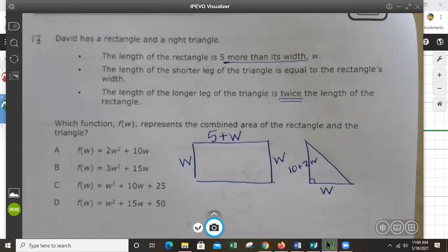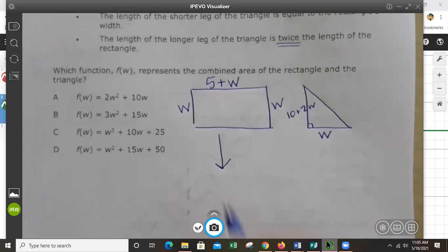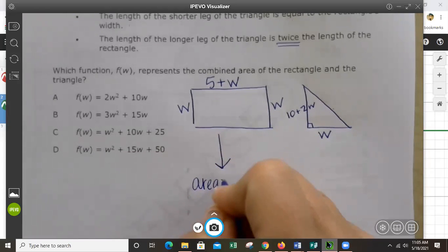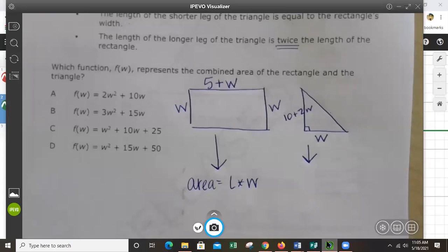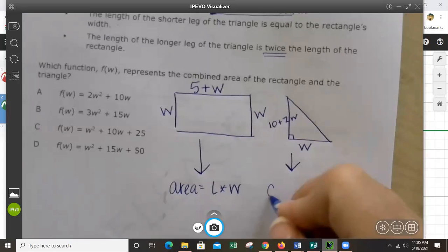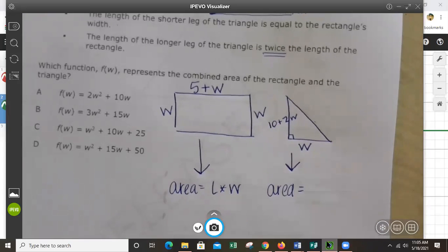Got it? It says, which function represents the combined area of the rectangle and the triangle? Combined area. What's combined mean? Add them. How do you find the area of a rectangle? How do you find the area of a triangle? You have to know this.